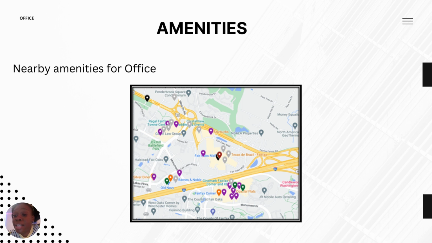For amenities, I used Google, where I mapped out the closest amenities for office, and that was outlined here. Outlined in purple are restaurants, green were the gyms, and black was the daycare facilities.